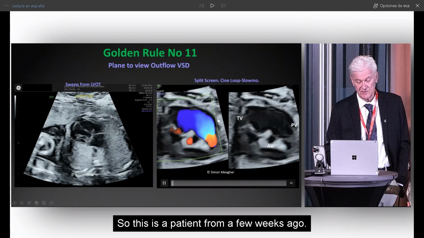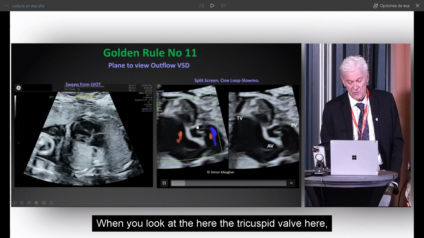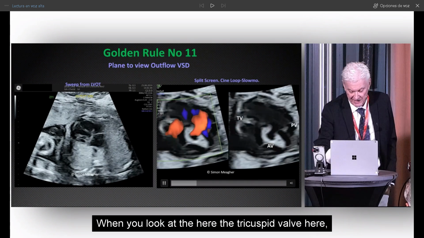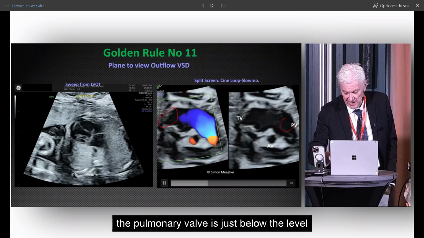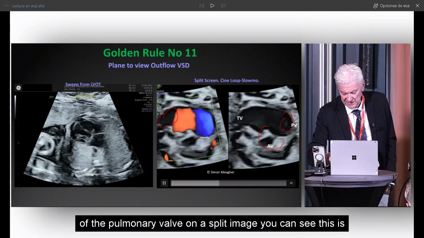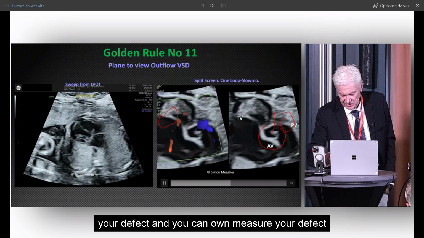So this is a patient from a few weeks ago. When you look at the tricuspid valve here, the pulmonary valve is just below the level of the tricuspid valve. On a split image, you can see this is your defect.